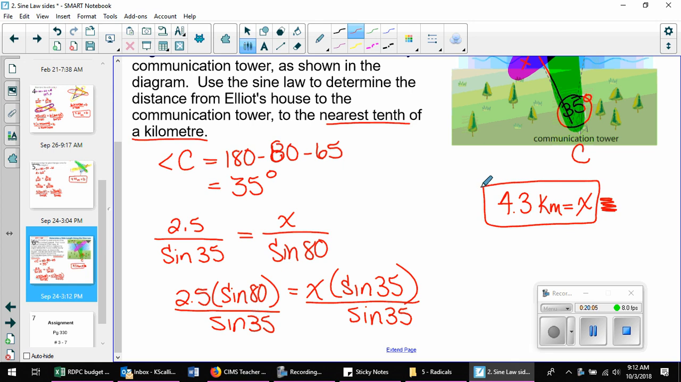Sometimes diagrams won't be drawn to scale. Okay, so don't freak out if this is 4.3 and it looks the same length as 2.5. Sometimes the diagrams are drawn to scale. On your provincial exam, it will say right beside it, diagram not drawn to scale. So that's pretty standard. So that's sine law.